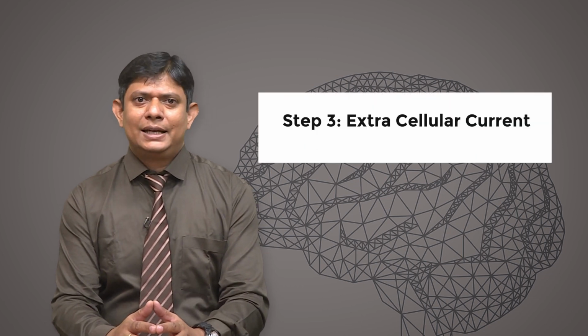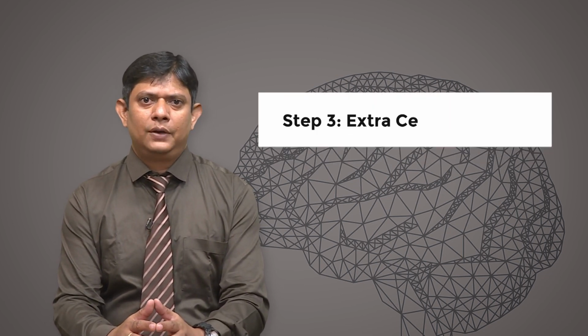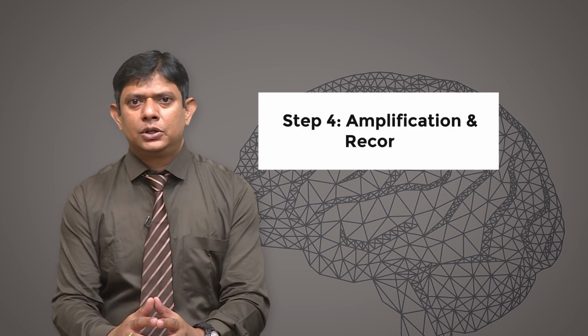The third one is extracellular current flow. When the neuron fires, ion movement creates brief changes in electrical potentials in the extracellular space. This extracellular current flow leads to voltage fluctuations on the scalp, which can be detected by the electrodes. The next step is amplification and recording. The voltage fluctuations are extremely small and require amplification to be detectable. EEG equipment amplifies these signals to make them suitable for recording. The amplified signals are then recorded as a time series of the voltage change over a specific interval.